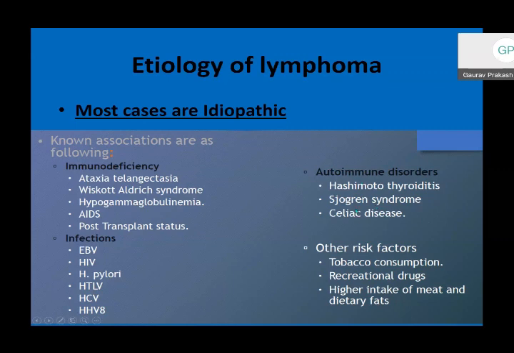So these conditions predispose any individual to develop lymphoma in future, and others which are poorly, yet not well defined. Some people have related tobacco with lymphoma, as well as recreational drugs like contrabands. And there is some association between high intake of meat and dietary fats. This may be one of the reasons why developed countries, because they consume a high amount of fat and meat, might have a higher incidence of lymphoma. However, the bottom line is it is multifactorial why Western people have more lymphoma.